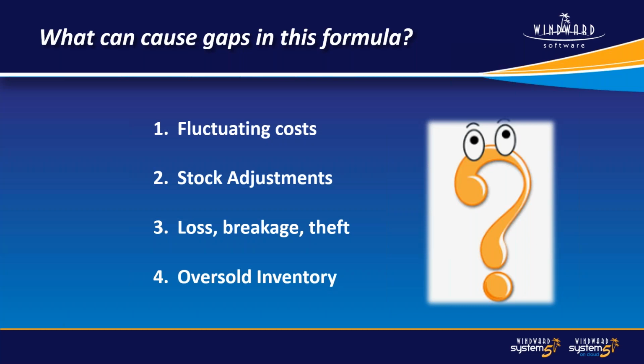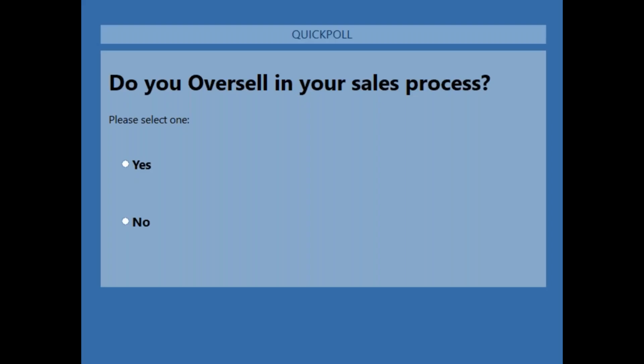And overselling is a culprit because it's hard to sort out until you do a count. If you oversell, that's going to again use the expected or standard cost instead of a real cost from a PO. So it's going to cause a discrepancy. So next question, I'll run this one quick. It's okay if you oversell. There's good reasons to oversell. Do you oversell?